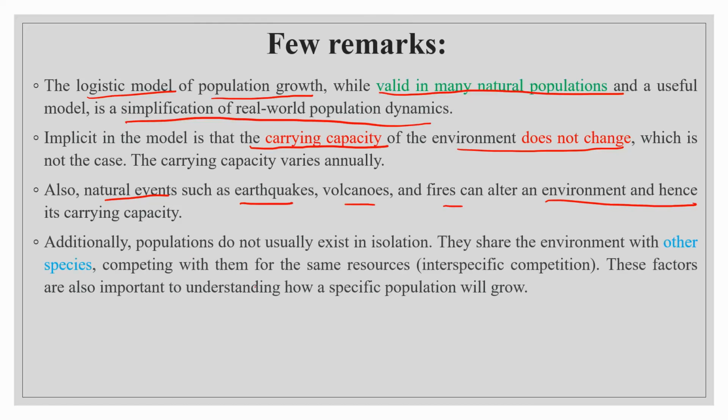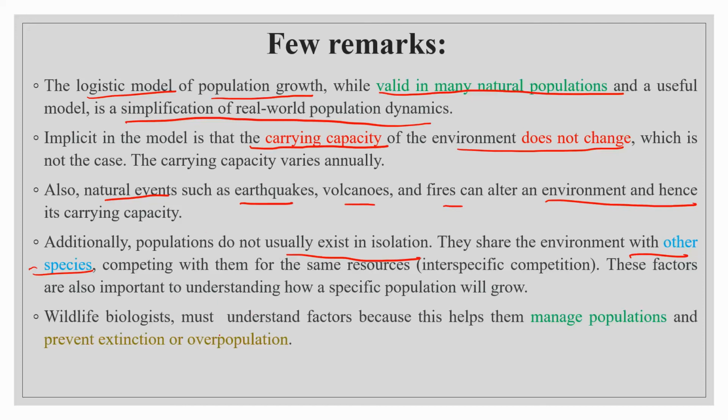Additionally, populations do not exist in isolation. They share the environment with other species also. The other species also compete for the same resources. And these factors are very important to understand how specific populations will grow or decline. So it is very important for wildlife biologists to understand all the factors and help populations manage themselves and prevent extinction and overpopulation.